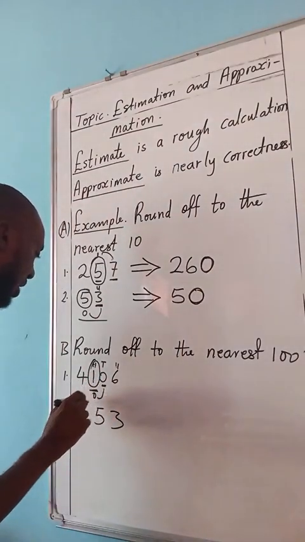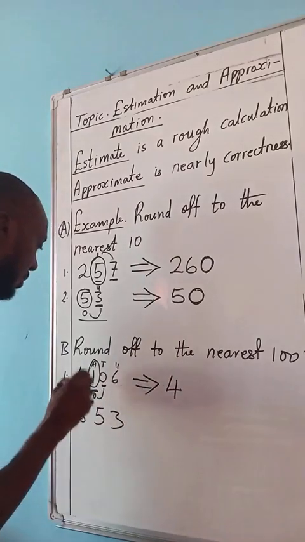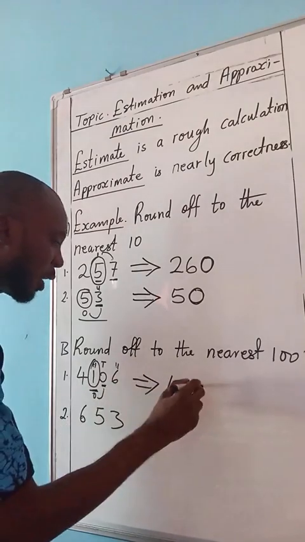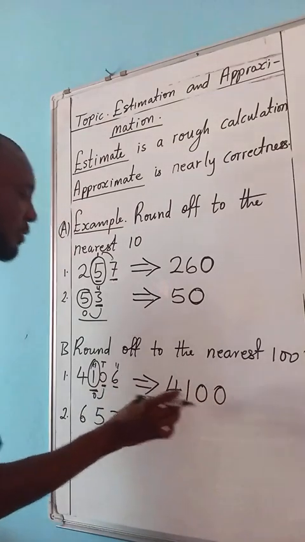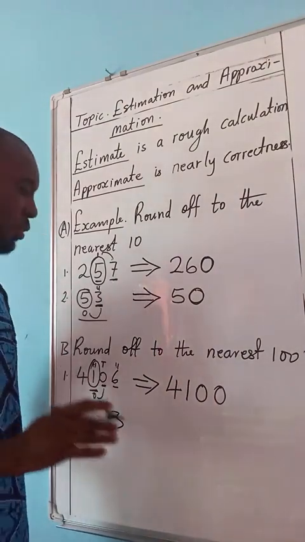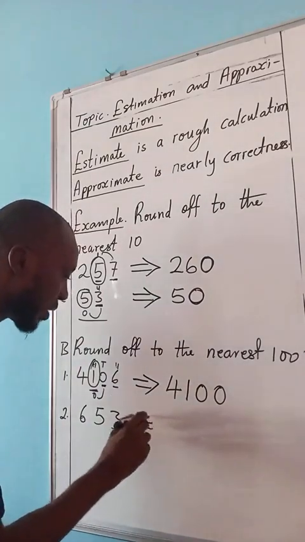When you round down, you add 0 to it, which will now become 4. 1 plus 0 will give you 1. And this one you use in rounding up, you change it to 0, and this one change it to 0. Now you've rounded up to the nearest 100. So 4,160 will now be 4,100. Now let's look at the second one.